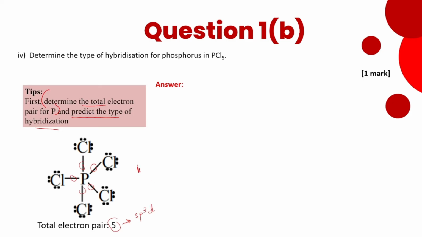If we have 2 electron pairs, it's going to be sp. If we have 3, it's going to be sp2. If we have 4, it's going to be sp3. If we have 5, which is the case here, we're going to have sp3d. If you have 6, we're going to have sp3d2. Okay, so the answer here is going to be sp3d hybridized at phosphorus.